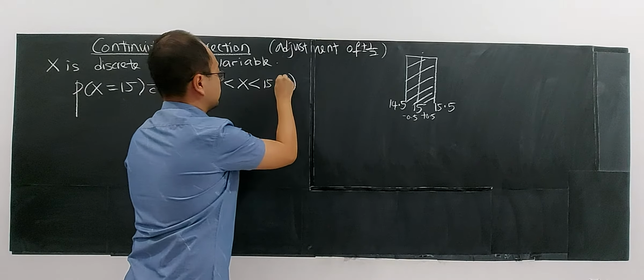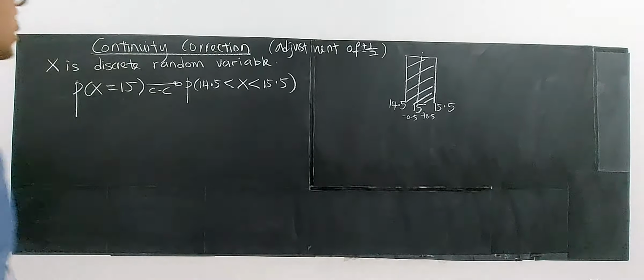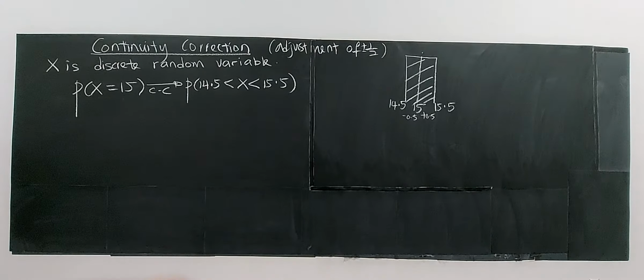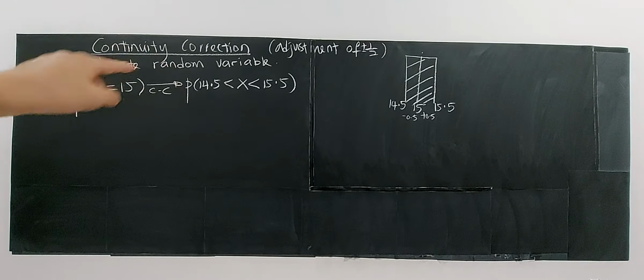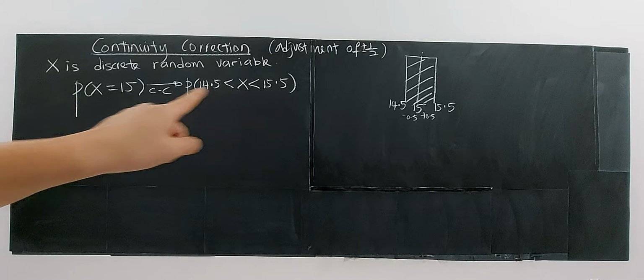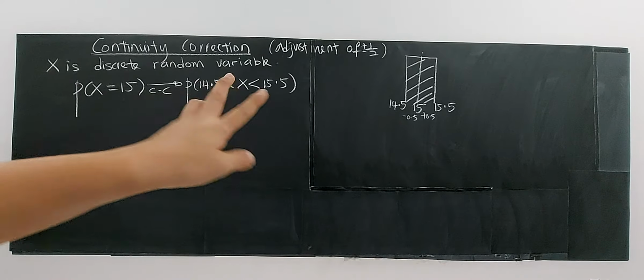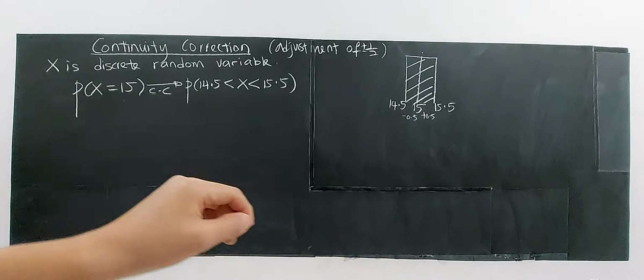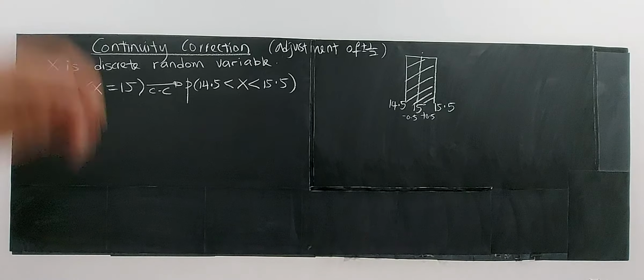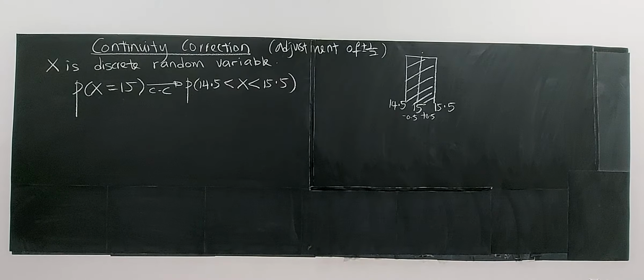Alright, 15.5. Very simple. This is what we call continuity correction. We just add 0.5 and minus 0.5 to the left, then that's the interval, right? Okay, never mind. If you do not understand, I will show you more examples. Alright, let's see the next one.